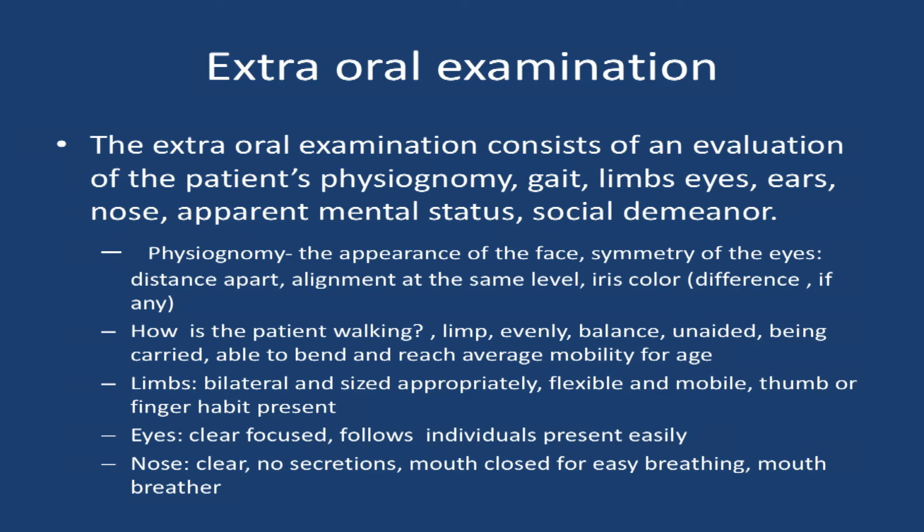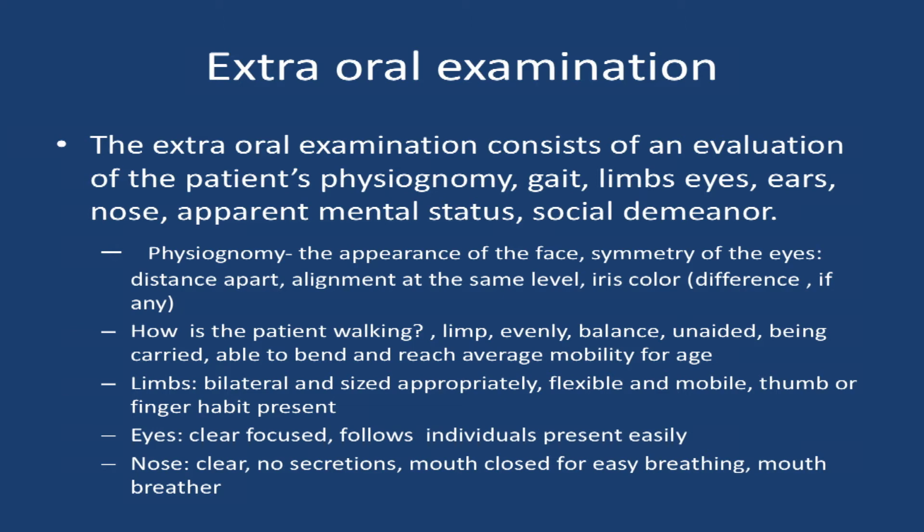Do they limp? Are they evenly balanced? Are they unaided? Are they being carried? Are they able to bend and reach and have the average mobility for their age? The limbs, are they bilateral? Are they sized appropriately? Is there any limbs that were not developed properly and may be stunted in their development? Are they flexible and mobile?